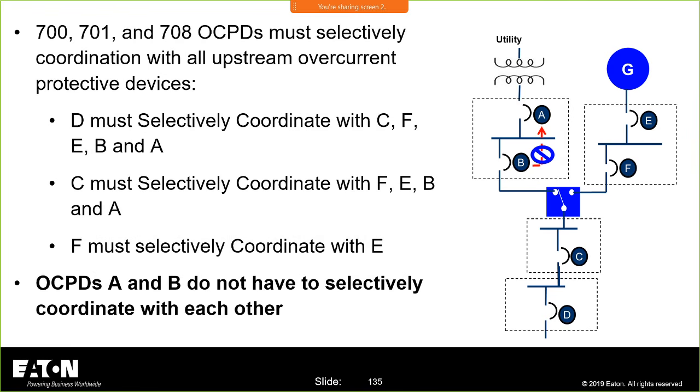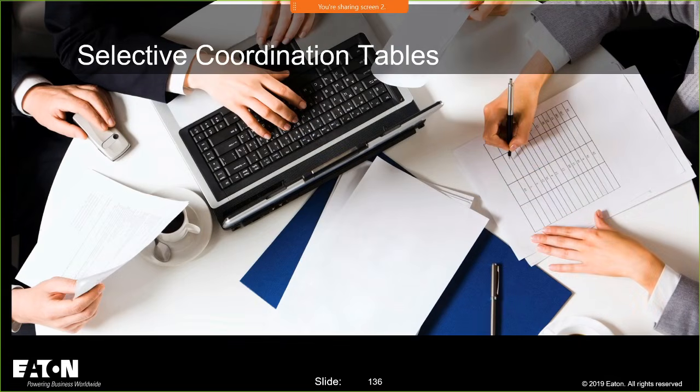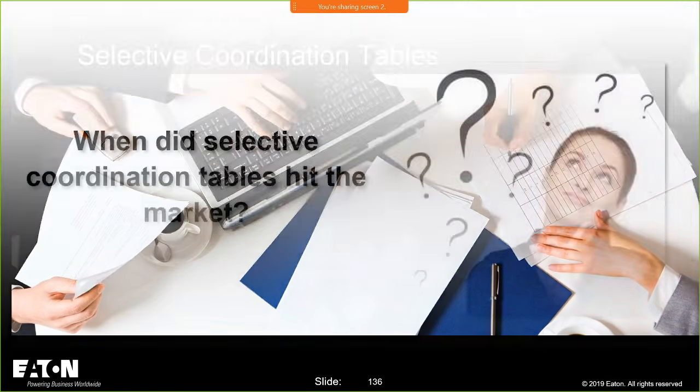You don't have to selectively coordinate A and B per the National Electrical Code because they are outside of the range of the requirements of 700, 701, and 708. Those do not have to selectively coordinate. And I already talked about the tables.